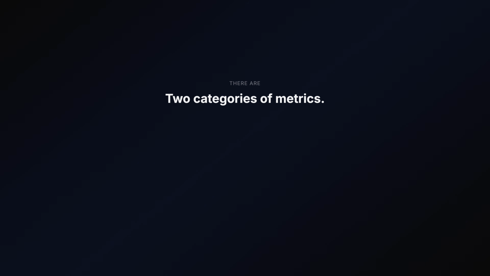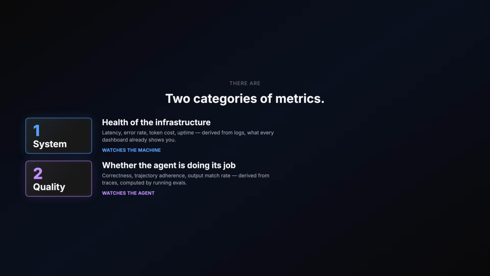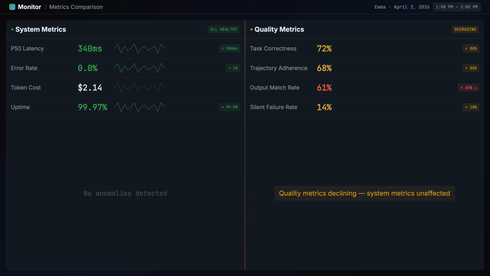There are two categories of metrics. The first is what your dashboard already shows you, the health of infrastructure running your agent. The second is what tells you whether the agent is actually doing its job. System metrics include latency, error rate, token costs, uptime. These watch the server that hosts your agent. During Emma's invoice failure, every one of them was green. Latency was normal. The HTTP response from the Slack API came back as a 200. There is nothing for a system metric to flag.